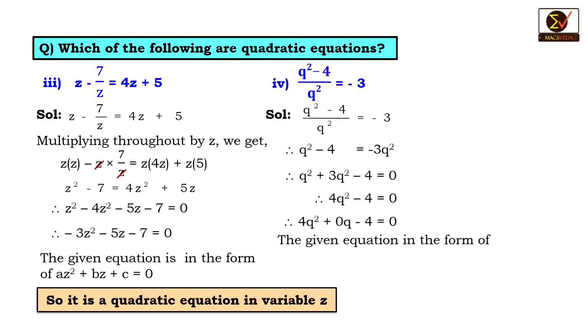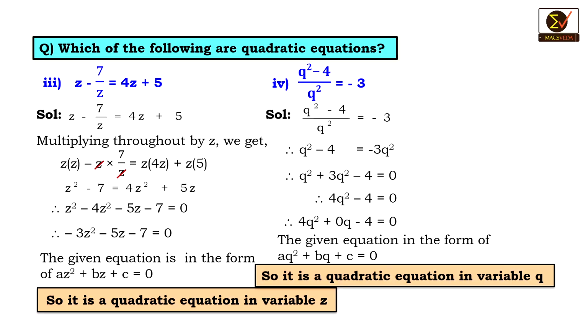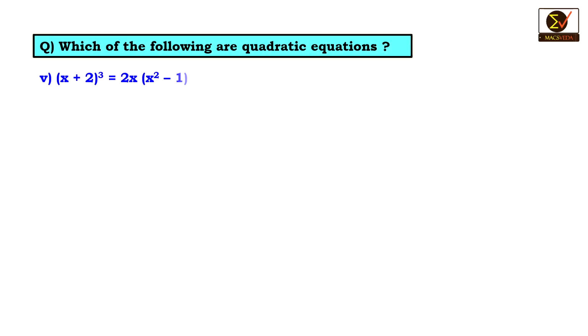So this is in the form of aq square plus bq plus c is equal to 0. So it is a quadratic equation in what variable? Variable q. Next problem. X plus 2 whole cube is equal to 2x into x square minus 1.